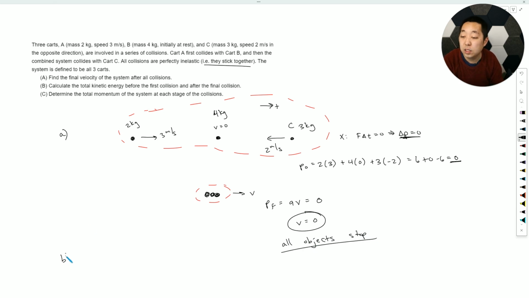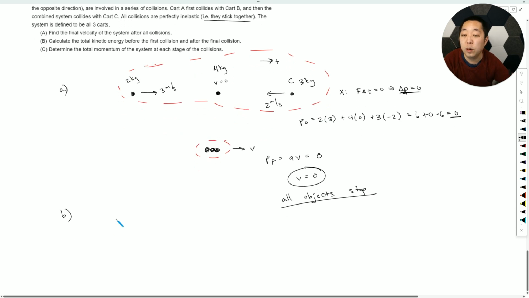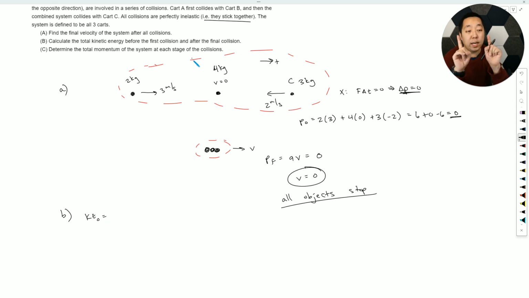Okay, let's calculate the total kinetic energy of the system before and after the collisions. Before the first collision, after the final collision. So let's look at the initial kinetic energy of the system. You're just going to add 1/2 mv squared for every object in the system. So 1/2 times 2 times 3 squared, plus 1/2, the m of this guy is 4, and his velocity is 0. And then the m of this guy is 3, and his speed is 2. You don't have to put negative because it's speed only for kinetic energy.